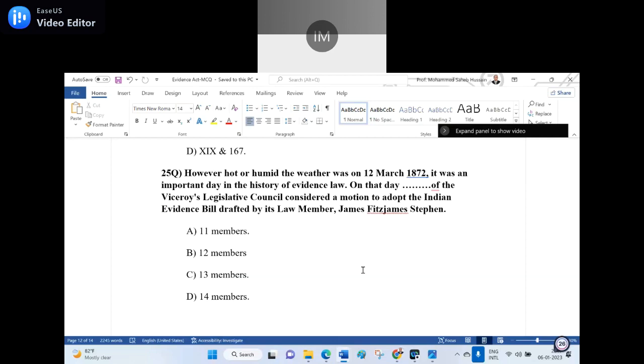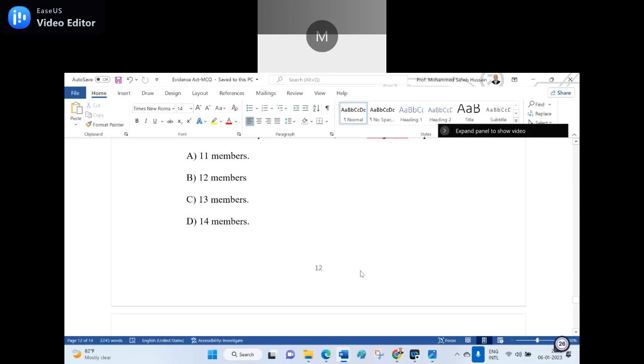Option A, 11 members, sir. Wrong. 13 is the correct answer. Option C is the right answer, 13 members, because I did not ask you what is the act number of 1872 or who is the father of James Fitzjames Stephen, but I asked how many parts are there in the Indian Evidence Act, but you failed to give me the reply. There are only part 1, part 2, part 3, which I mentioned also.